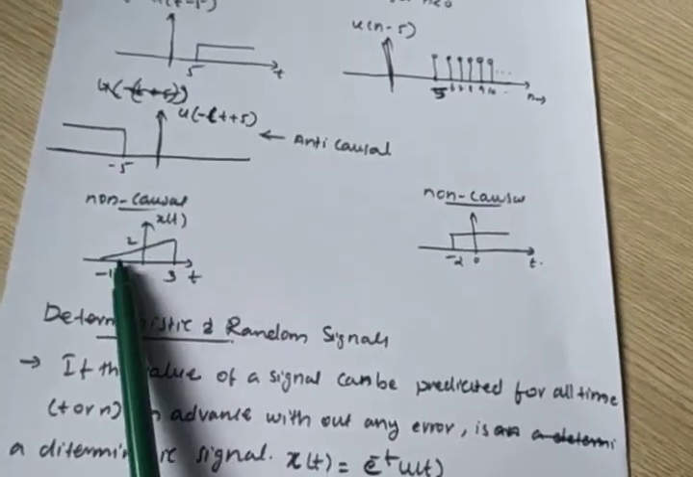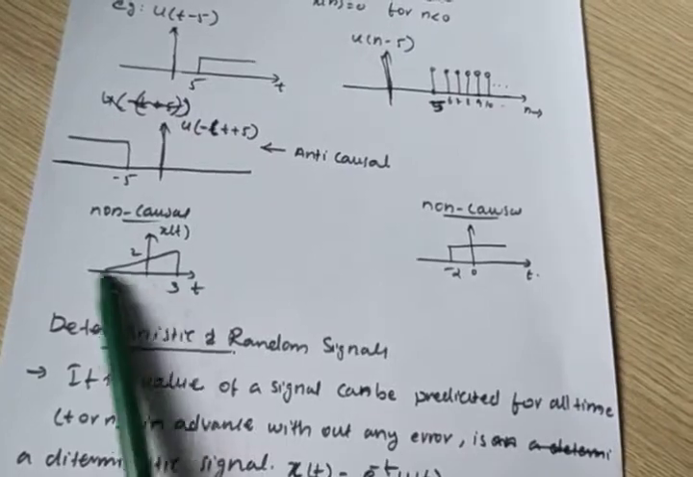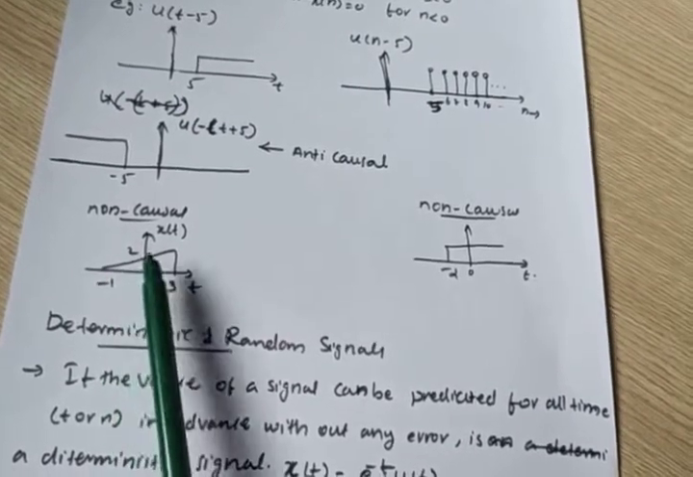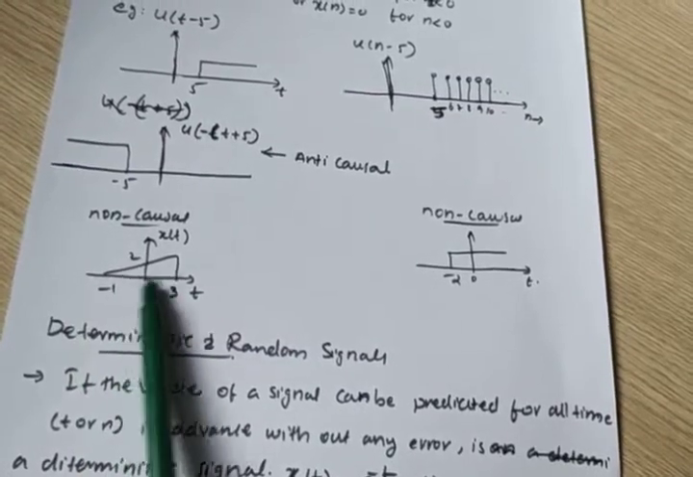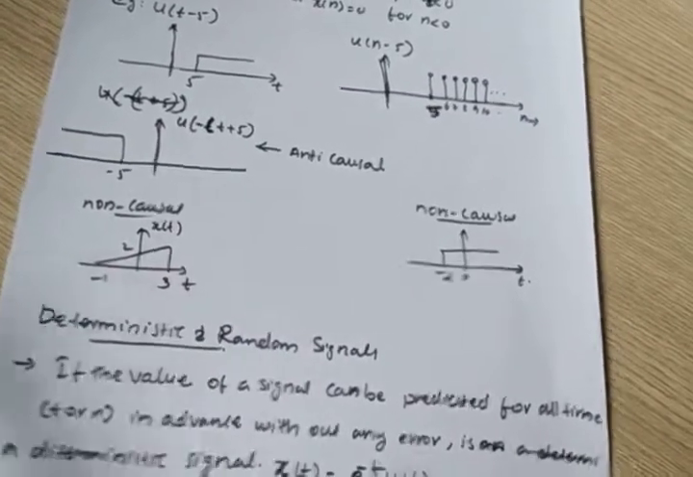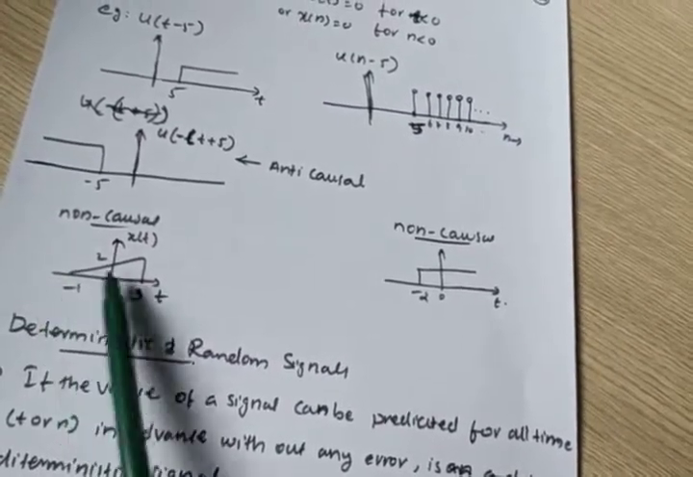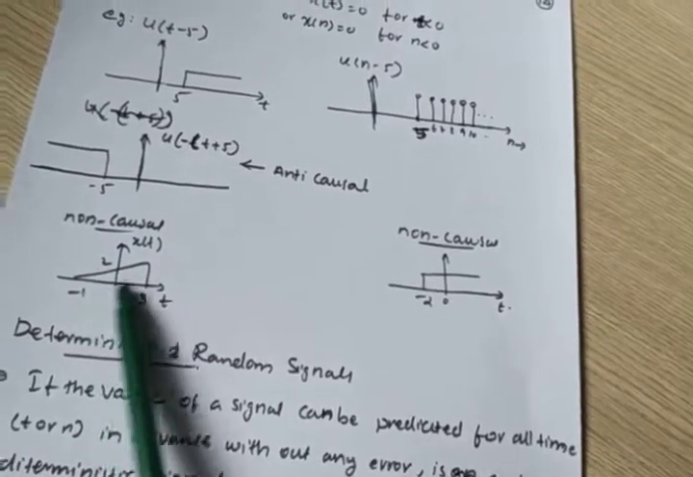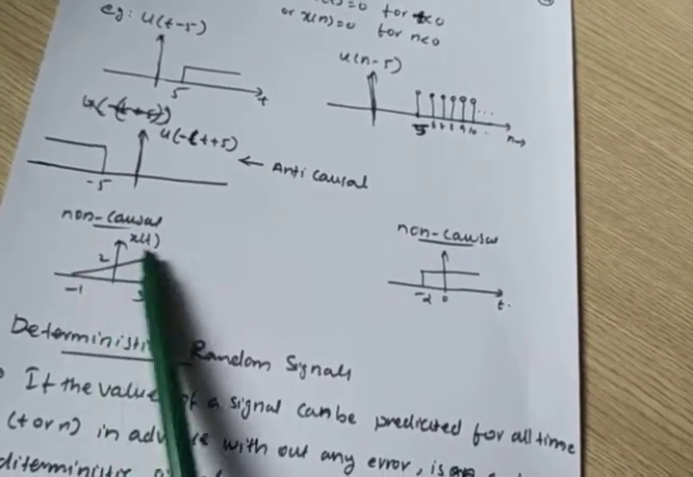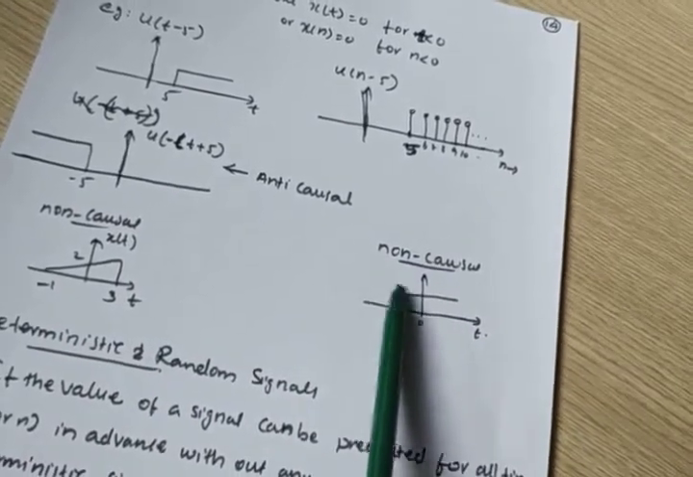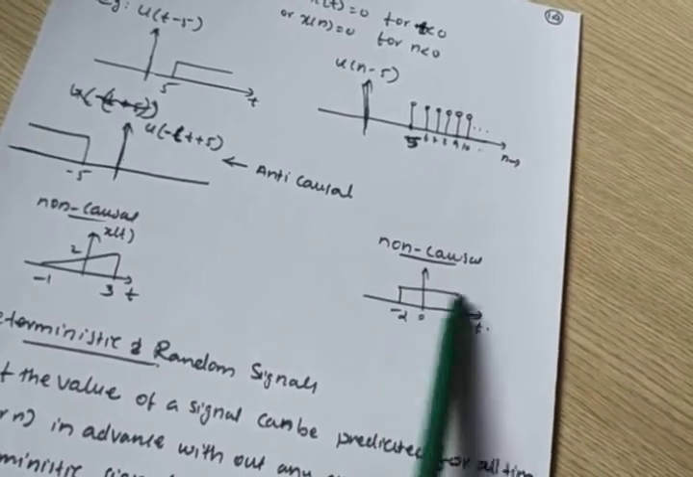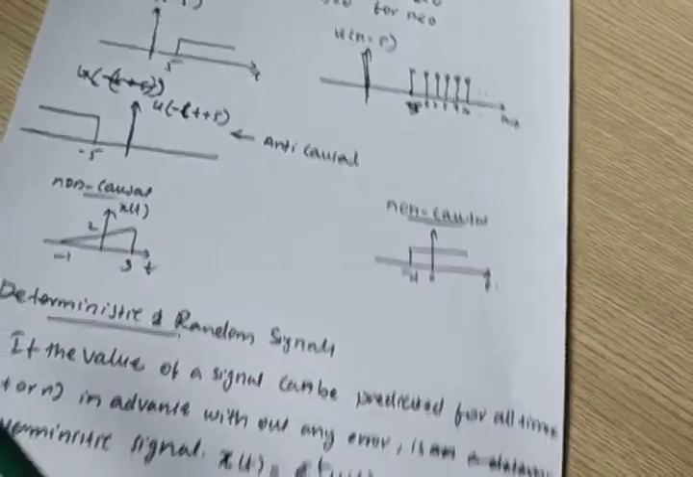What is a non-causal signal? A signal which covers 0 is a non-causal signal. See, look at here, this signal covers 0, so it is a non-causal signal. It is defined for less than 0, defined for greater than 0, and defined for 0, that means it covers 0. Look at here also, it is a non-causal signal. The signal is covering 0 from negative to positive, so it is a non-causal signal.